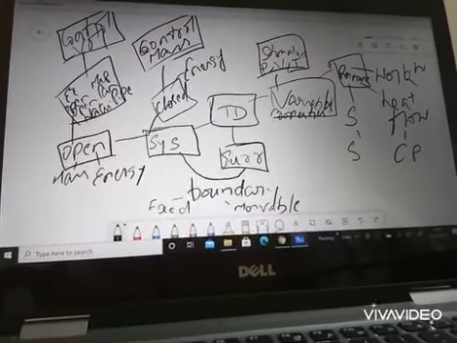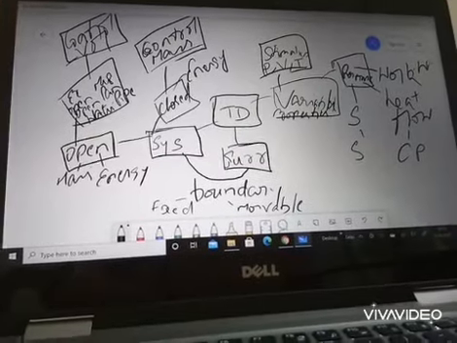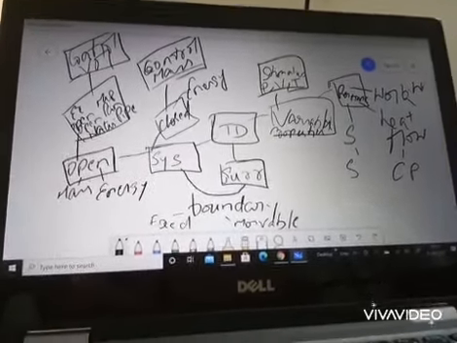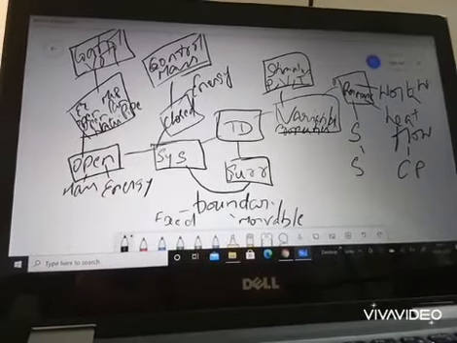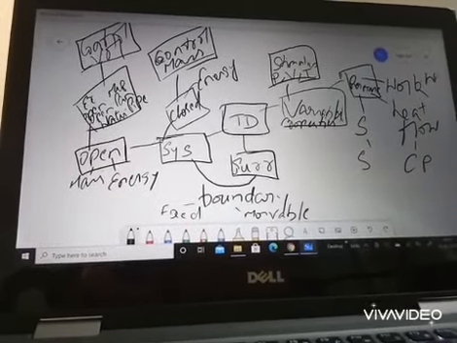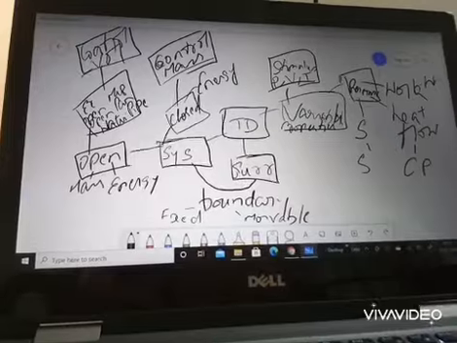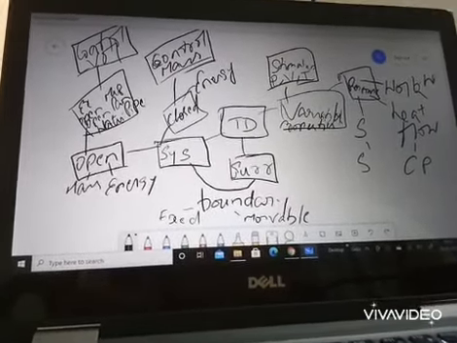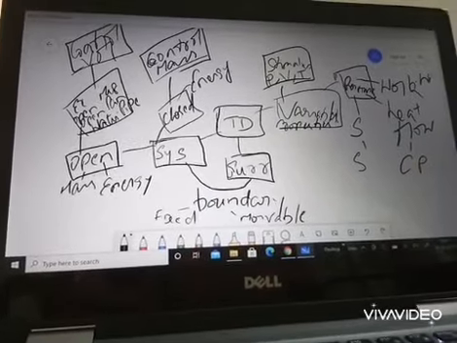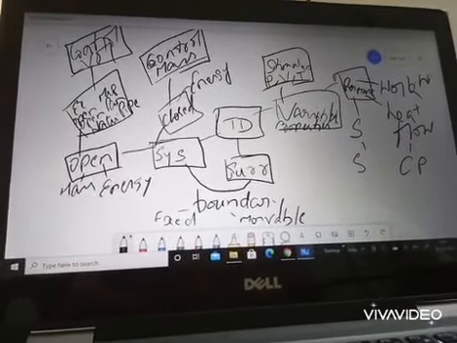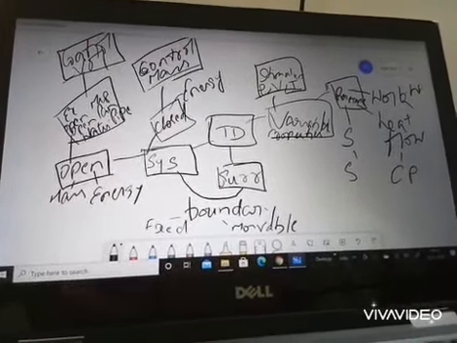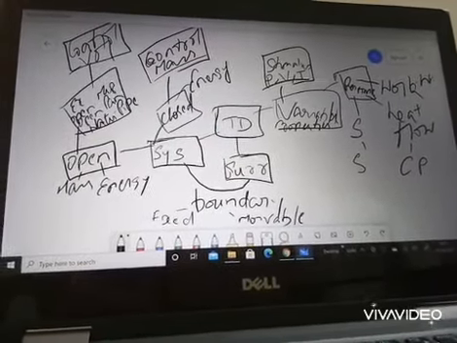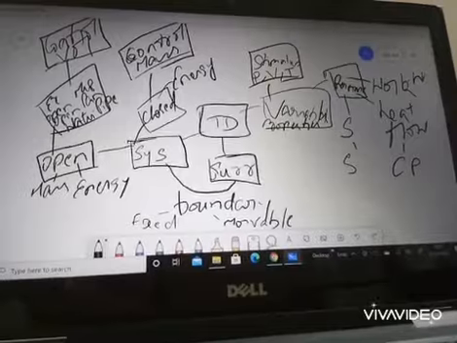So now, since you have the stimulus and the response, I would like to classify these as intensive variables and properties and extensive variables and properties. What are intensive variables and properties? Those are the variables and properties that do not depend on how much of the material is there, the quantity or amount of the material. Those are the intensive variables.